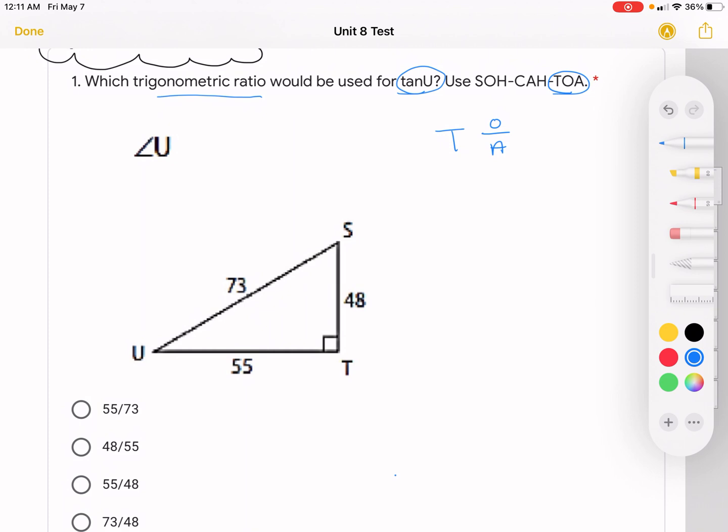So let's go ahead and label our triangle. Remember, you always want to label in the order HOA, where H stands for hypotenuse, O stands for opposite the angle, and then A stands for adjacent to angle.